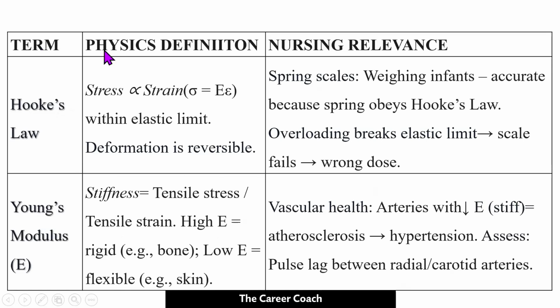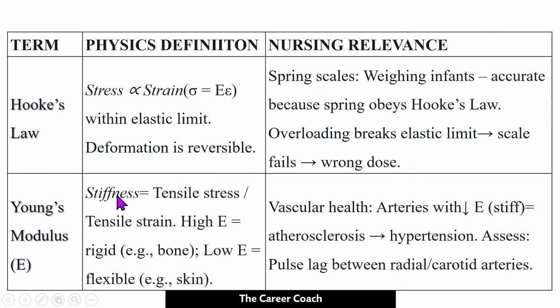We want to understand these terms we've discussed, their physics definition, and how they apply to nursing. Hooke's law, we said, is strain directly proportional to stress, or stress directly proportional to strain within the elastic limit. The deformation is reversible. How does this apply to nursing? Spring scales. Weighing of infants. This is accurate because the spring obeys Hooke's law. Overloading will break elastic limits, making the scale fail and give you a wrong dose.